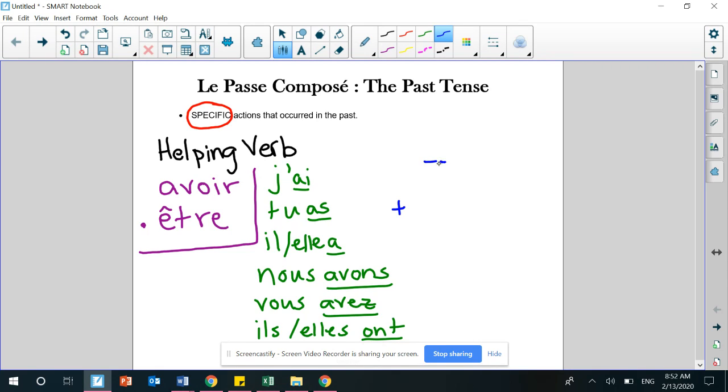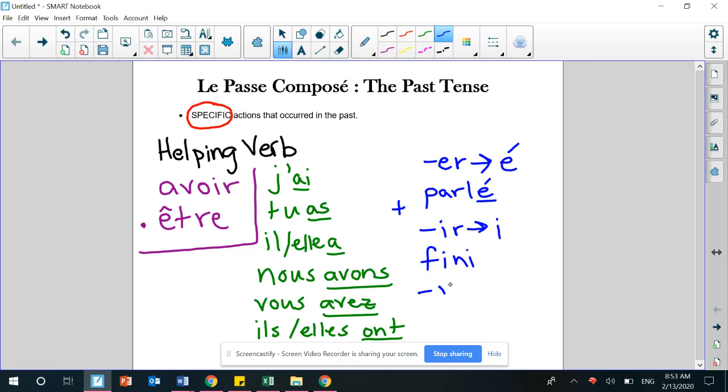So for ER verbs, I take off the ER of the verb and I add an é with an accent aigu. So a verb like parler that ends in an ER typically becomes parlé. I put my new ending. For IR verbs, I remove the IR and I replace it with an I. And the past participle becomes fini. For finir, which is an IR verb, the past participle would become fini.